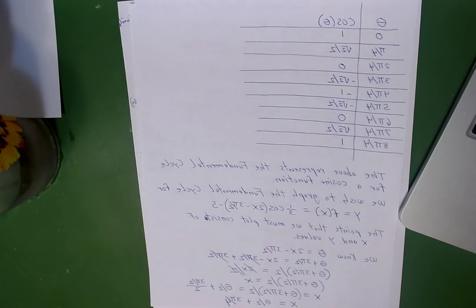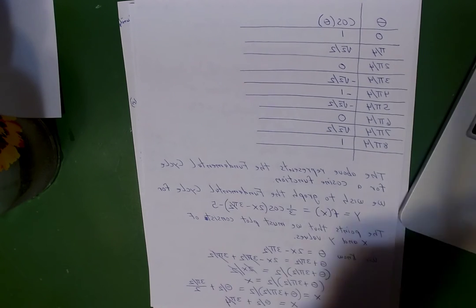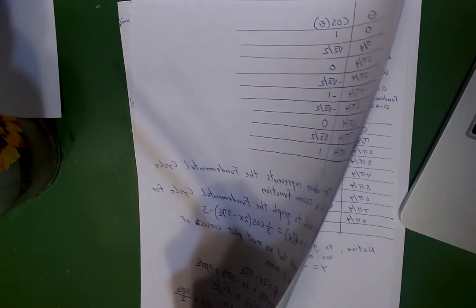But now remember what we're graphing when we say graph this function. Our function is not cosine theta, it's this more complicated one. Trying to find the paper here.